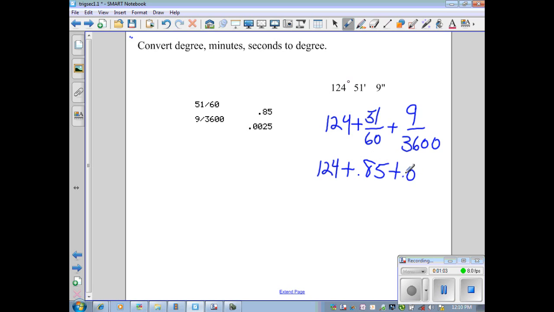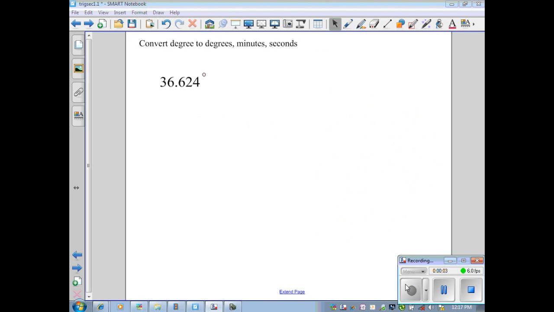plus 0.0025. Combining that expression, 124.8525. But with the last problem, they want us to round to the nearest thousandths, which would give us 124.853 degrees.